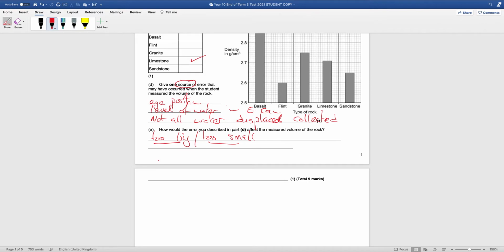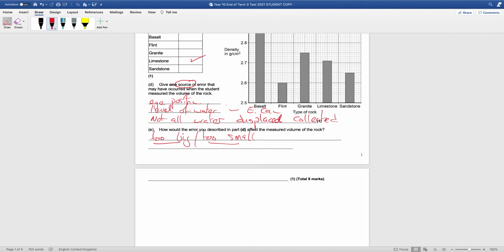So the answer to that question, part E, really depends on what you said here. And you should try to be specific. Answers like "changes, it would change the volume" are no good. It's almost never acceptable. I can't think of a circumstance where "changes" would be acceptable. This links back to this. So the eye position could make it too big or too small.